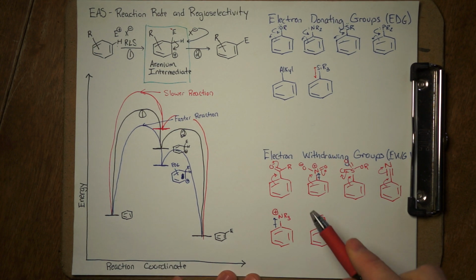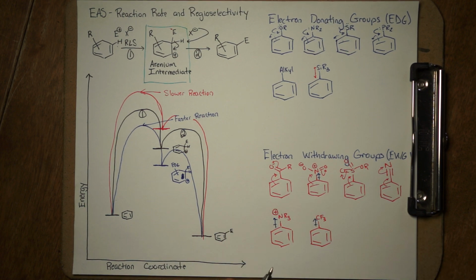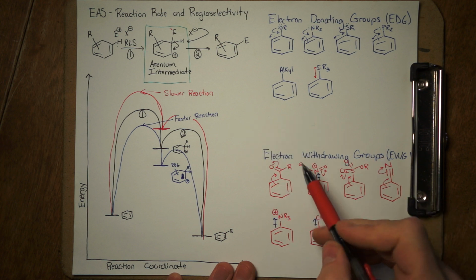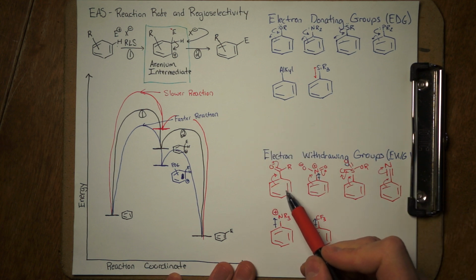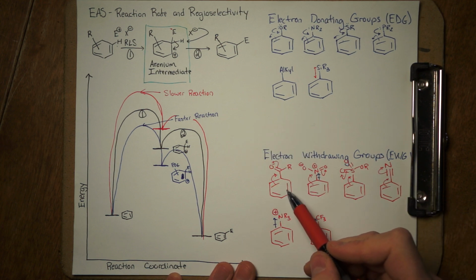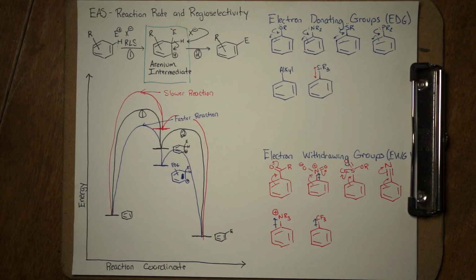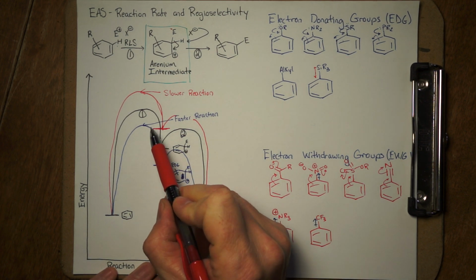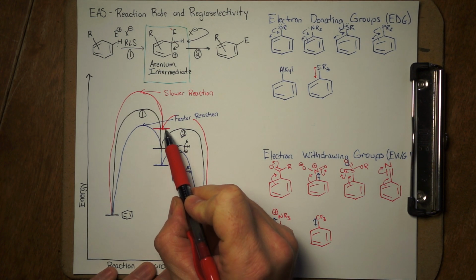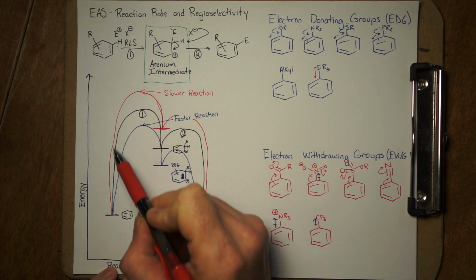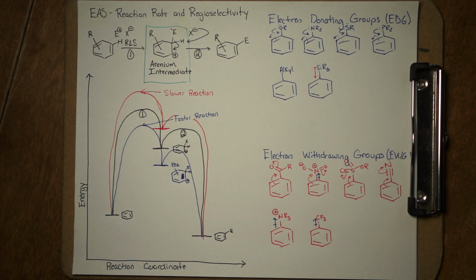Likewise, electron withdrawing groups are going to make substitution more difficult. If we have a group that's withdrawing electron density from a ring, you would imagine it's going to be harder to form something that's positively charged from a ring that's already electron poor. And so we see that as a higher energy arenium intermediate that's going to be formed through a higher energy transition state and therefore corresponds to a much slower reaction.